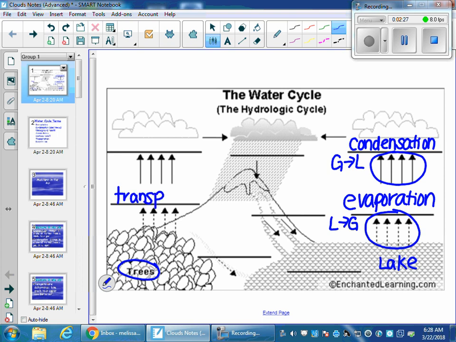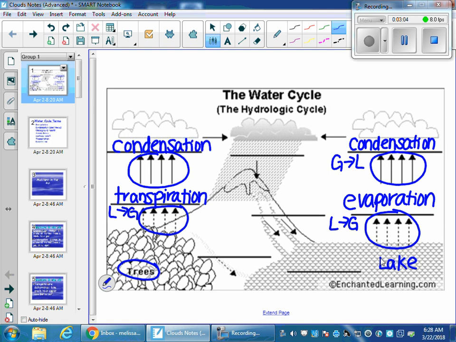Now, this is very similar to evaporation. We're going from a liquid to a gas. The main difference here, though, is just that we're starting with a plant, and that is our water source here. Okay, so transpiration involves some sort of vegetation where we have that liquid water being turned into a gas. And again, that transpirated water in the atmosphere is going to, over time, rise and it will cool, and then some of it will condense, and we get condensation forming our clouds again.